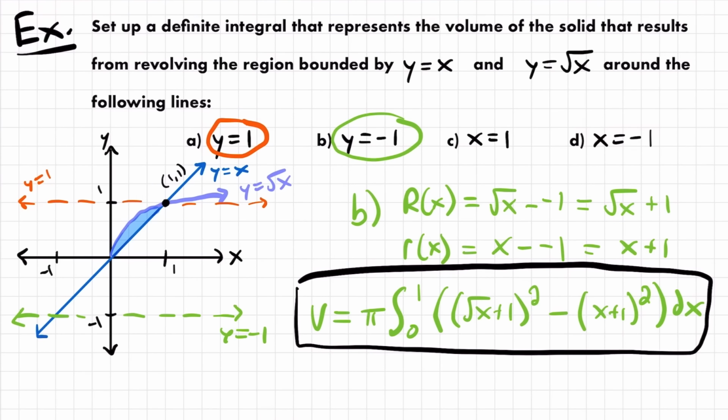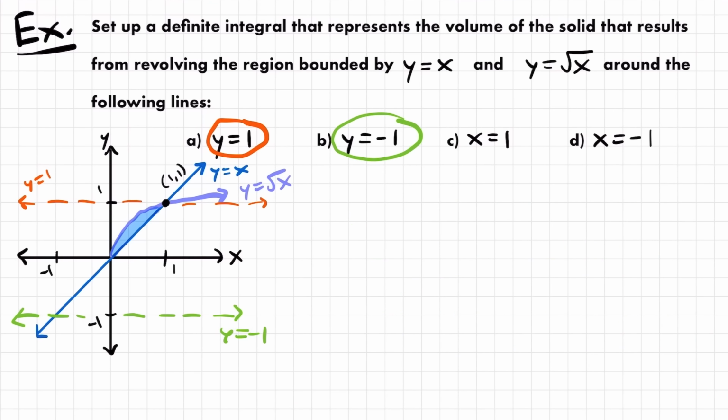Okay, so let's clean up our work once again, and then we will work on our next line for part C. All right, so now let's look at the line x equals 1, and x equals 1 will be located right here on our graph. All right, so that is the line x equals 1. And now this line is parallel to the y-axis, and so we are going to be working in terms of y. So for part C, we are going to be looking for a radius, capital R of y, and an inner radius, small r of y.